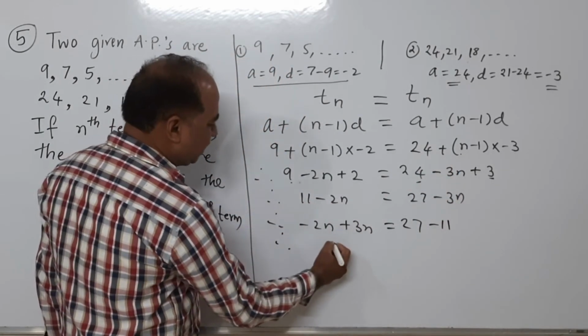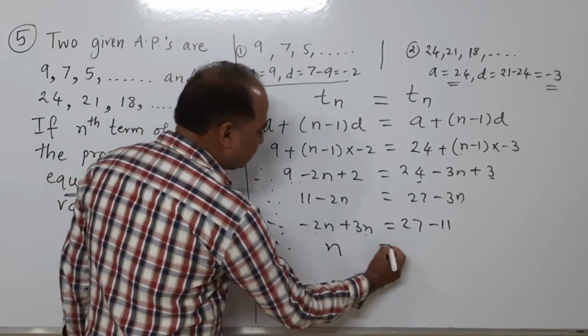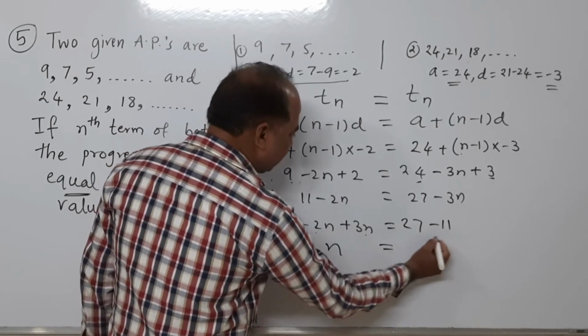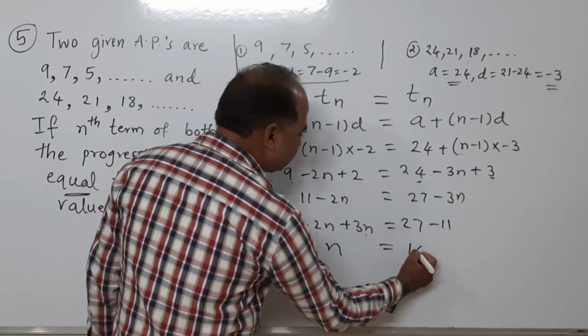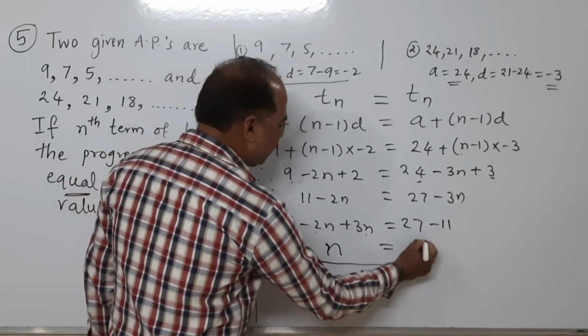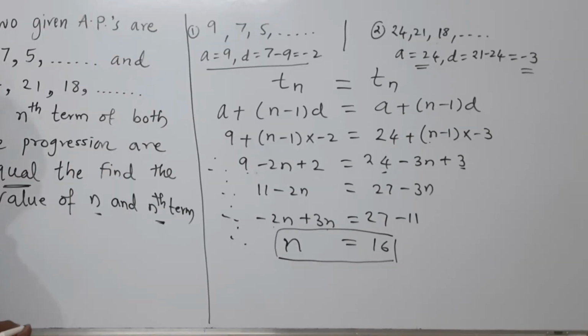So 3n minus 2n is equal to n, which is equal to 27 minus 11, which is equal to 16. So the value of n is 16. Now we have to find the nth term of an AP.